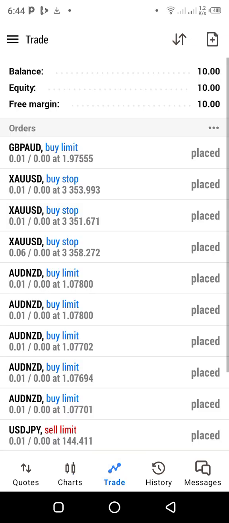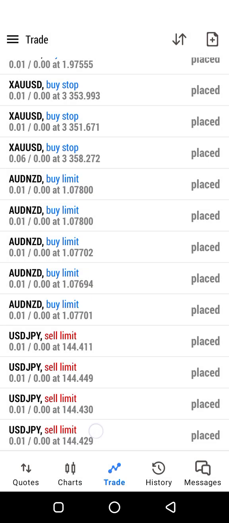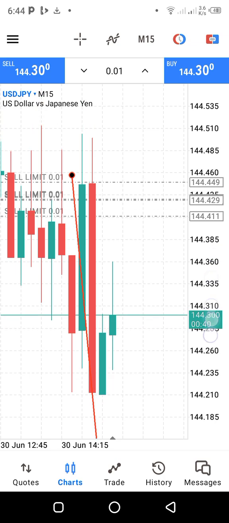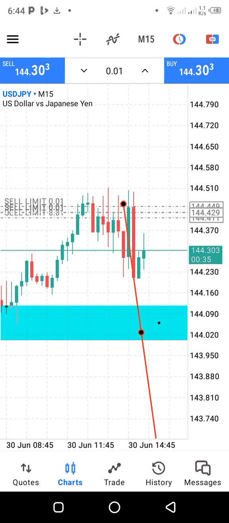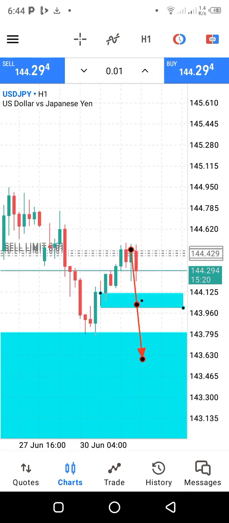USDJPY, it's faking us out. I don't know if you guys can see, but we formed a rally-base-rally and we made a drop. So I can take my entries for sells on GBPUSD because on the H1 you see that we are selling already, but let's just wait and see what market gives us.